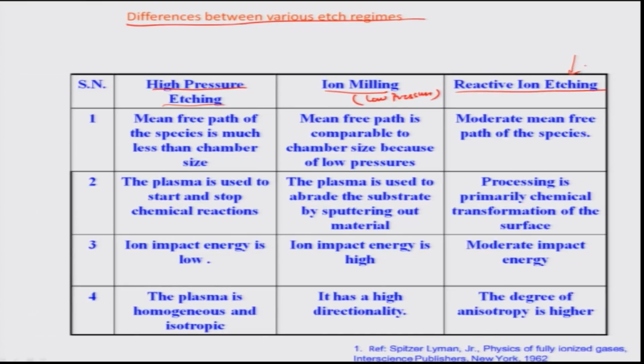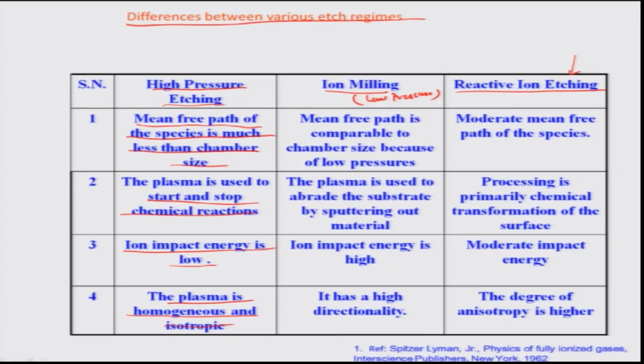In high pressure etching, the mean free path of the species is much less than the chamber size. This essentially limits the process to start-and-stop chemical reactions which are only a few atomic layers on the surface. The overall ion impact energy is very low because of this short mean free path, and the plasma is homogeneous and isotropic in nature.